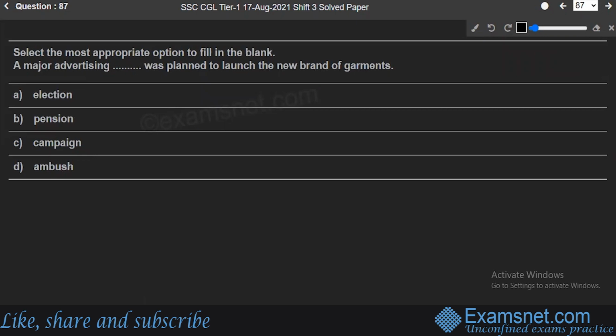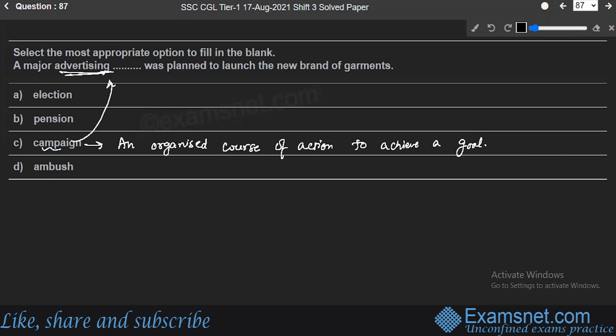First of all, the given sentence is saying something about a major advertisement of the new brand of garments. Campaign, of course. Campaign means an organized course of action to achieve a goal. So the conclusion is we'll be using campaign. If I'm talking about advertising, this word relates to advertising, and the whole sentence will now become: A major advertising campaign was planned to launch the new brand of garments.